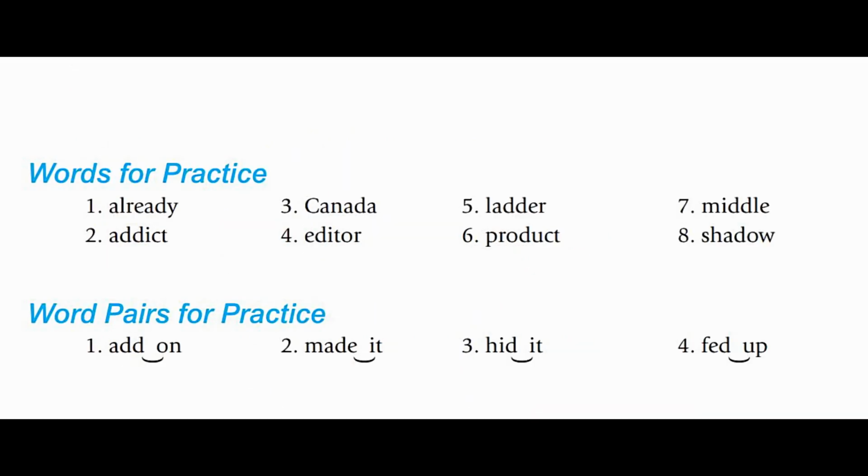Individual words for fast D between two vowels. Listen to the fast D sounds in the following words. Already. Addict. Canada. Editor. Ladder. Product. Middle. Shadow. Word pairs. Add on. Made it. Hit it. Fed up.